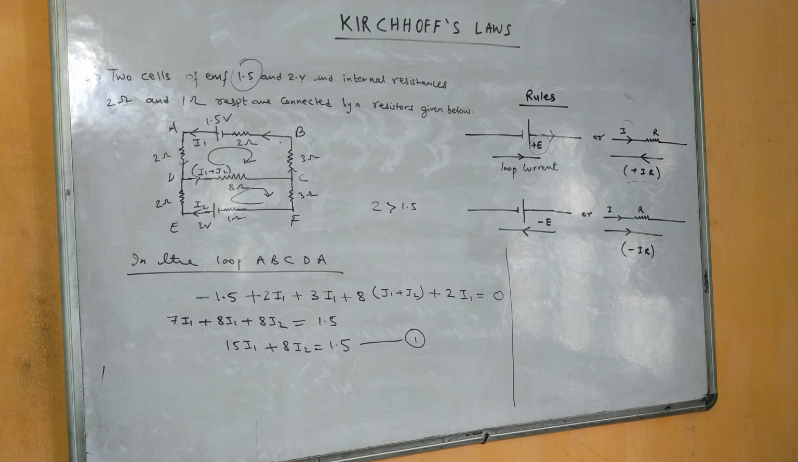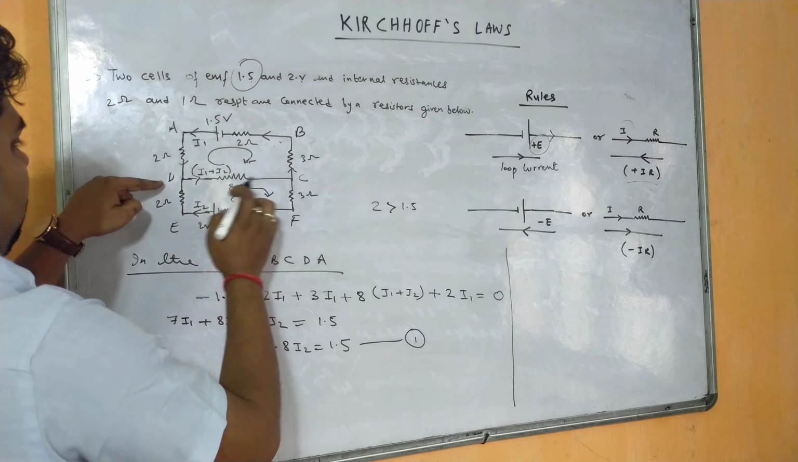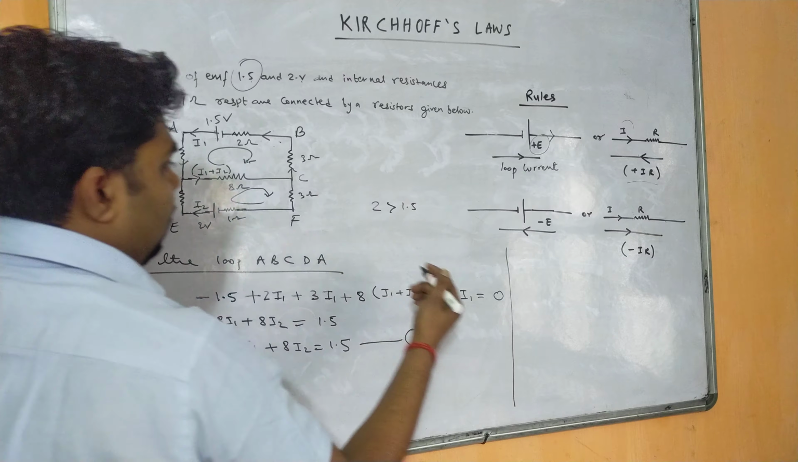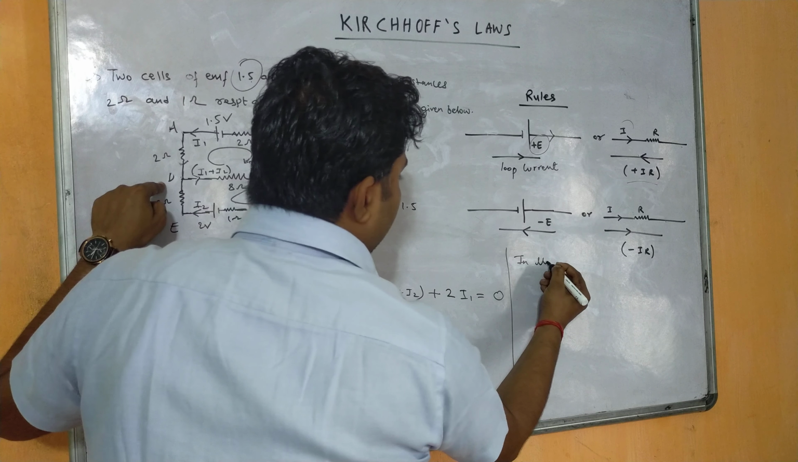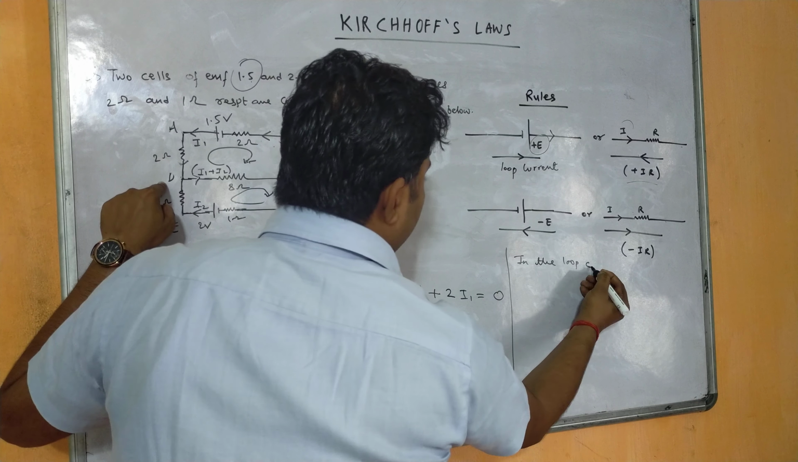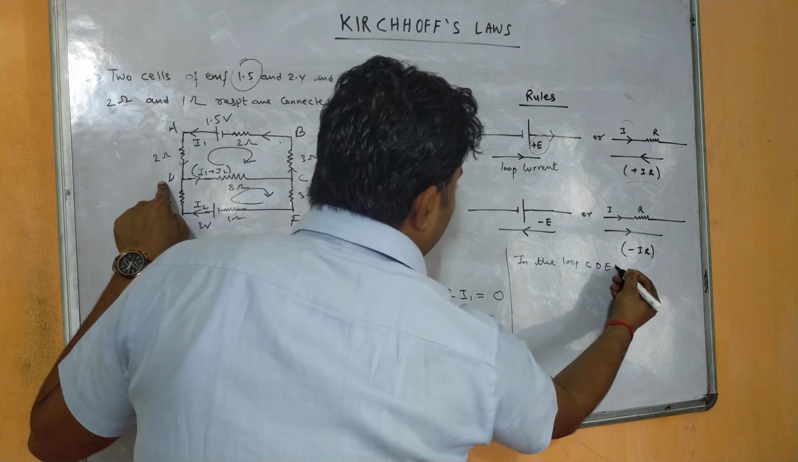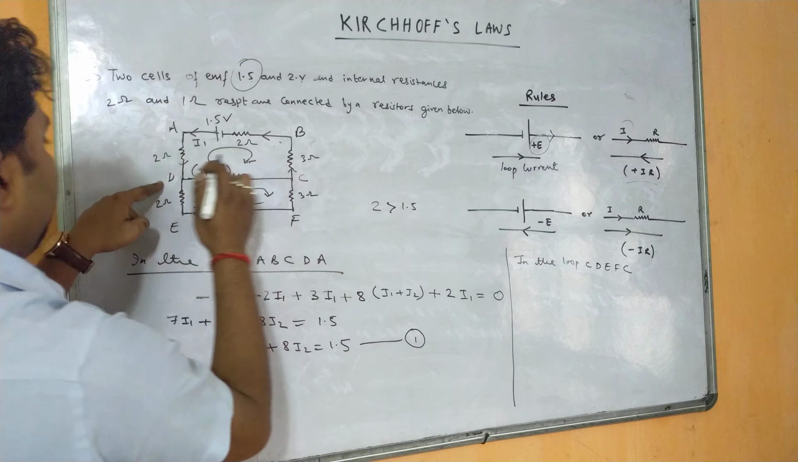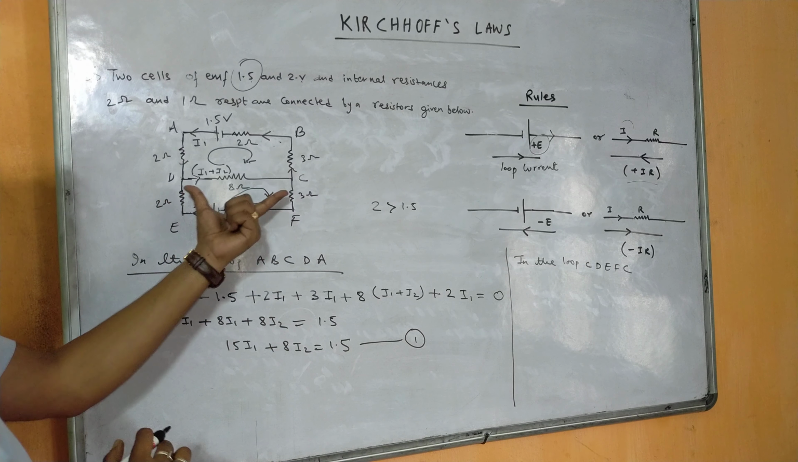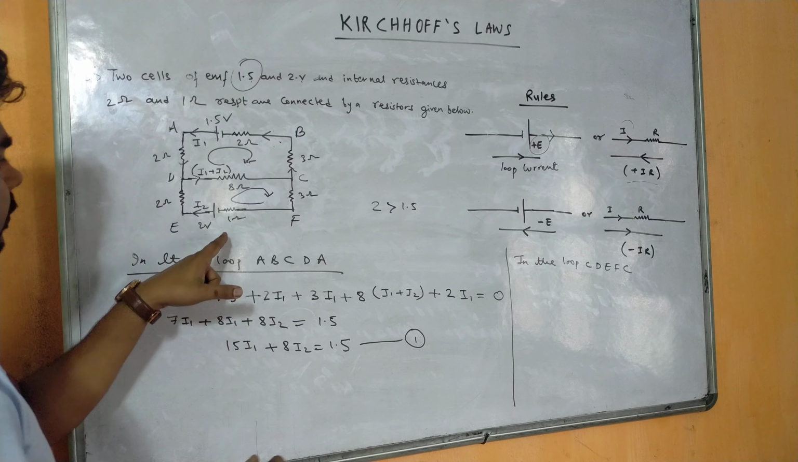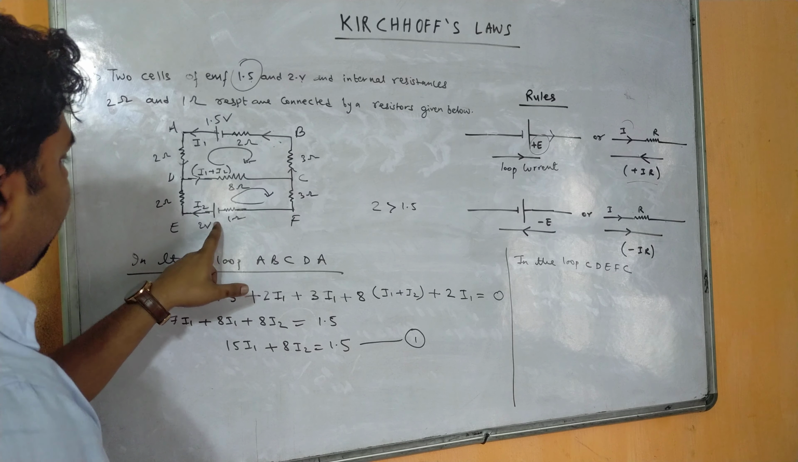Okay, so the second loop, so what is our loop here? C, D, E, F, C. So we need to write here in the loop C, D, E, F, C, right? In this loop. Now we have to make one more equation from this loop. So first we will start from the voltage. You see what is the voltage here? 2 volt.